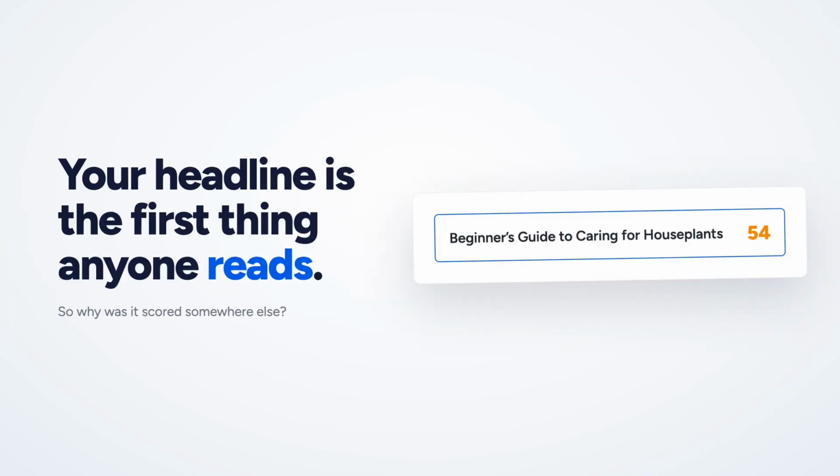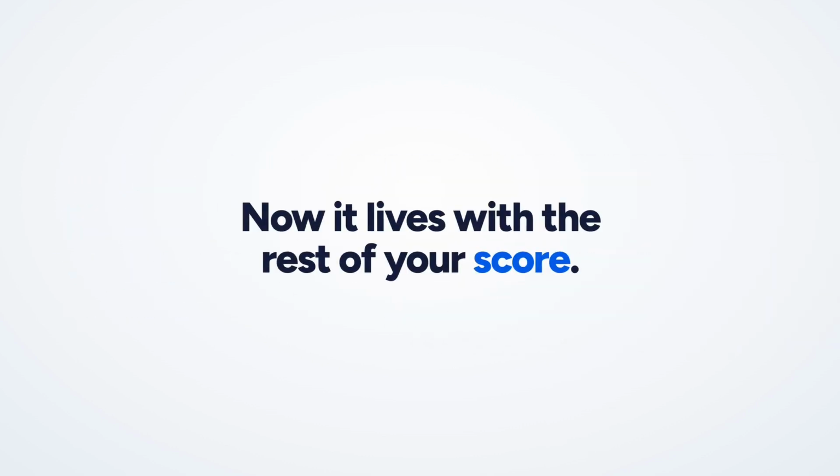You check your SEO score before you publish, and your headline is the first thing anyone reads. The question is, why is it checked somewhere else? That's what changes in 5.0. The headline analyzer now lives with the rest of your score.